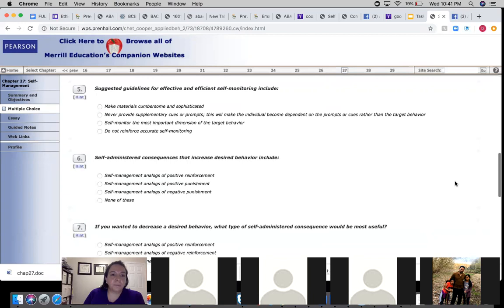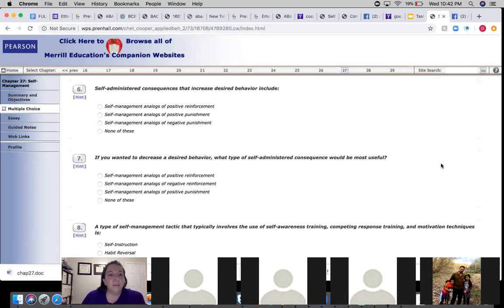Great job. Number 5, suggested guidelines for effective and efficient self-monitoring include A, make materials cumbersome and sophisticated, B, never provide supplementary cues or prompts. This will make the individual become dependent on the prompts or cues rather than the target behavior. C, self-monitor the most important dimension of the target behavior, or D, do not reinforce accurate self-monitoring. C.